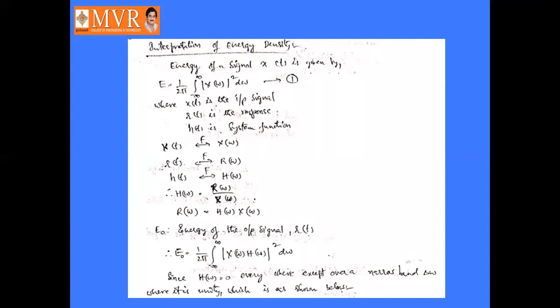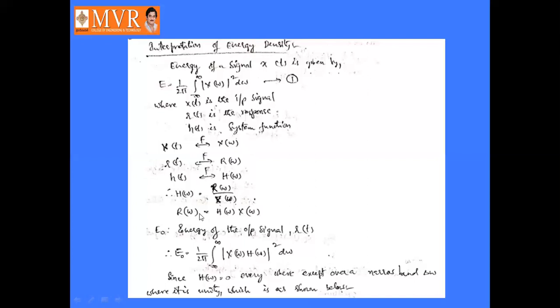E equals 1 by 2 pi integral from minus infinity to infinity of mod X(omega) squared d omega. This is equation number 1. Here x(t) is the input signal, r(t) is the response, and h(t) is the system function. So the Fourier transform of x(t) is X(omega), Fourier transform of r(t) is R(omega), and Fourier transform of h(t) is H(omega). Then the Fourier transform of the response R(omega) equals X(omega) into H(omega), or H(omega) equals R(omega) by X(omega).